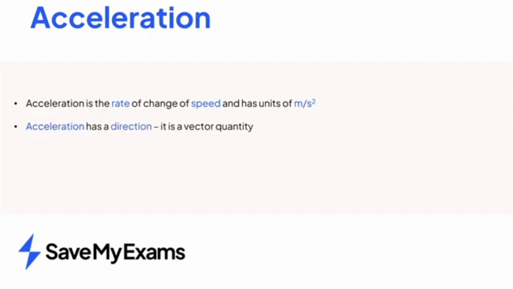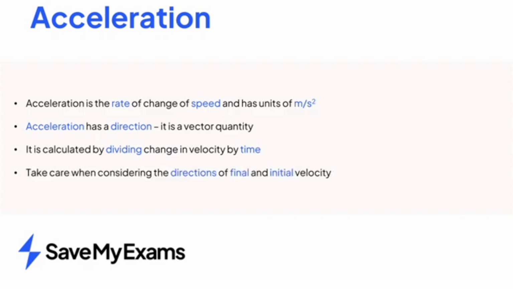In this video, we covered the definition of acceleration as the rate of change of speed with units of meters per second squared. Acceleration is a vector quantity which is calculated as change in velocity divided by time, and you need to take care when looking at the directions of final and initial velocity, as their signs could be different.